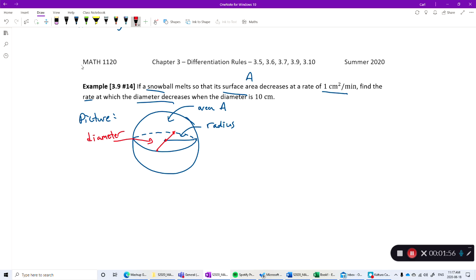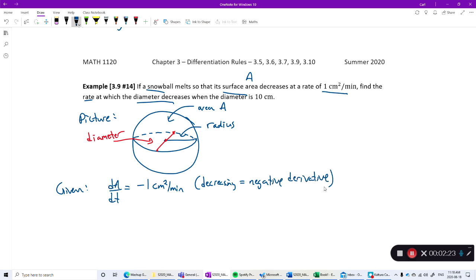Okay, so what are we given? We're given that the surface area is decreasing at 1 centimeter squared per minute. Decreasing means negative 1 centimeter squared per minute. So decreasing is negative derivative. And what else are we given? Nothing really, right? And what we want is to know what is the derivative of the diameter.